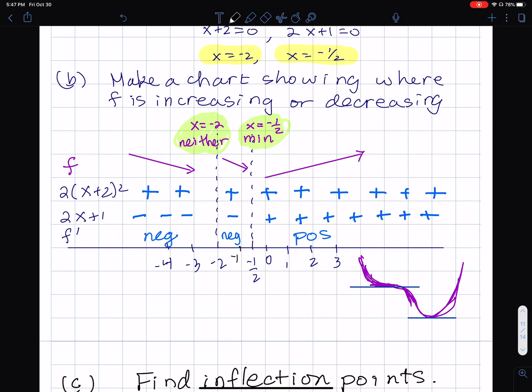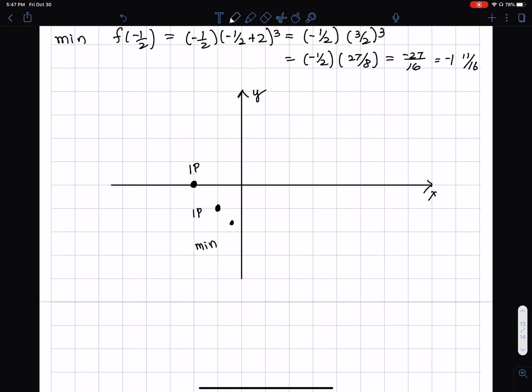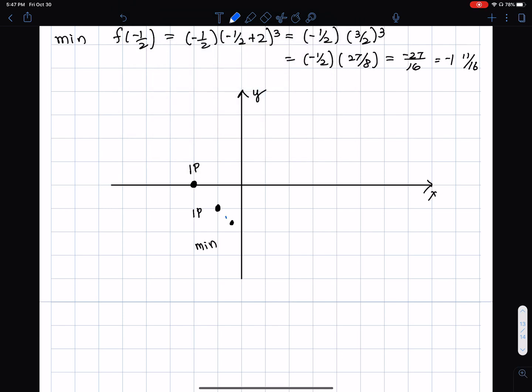But see, look, the function decreases and then decreases again as I cross negative 2. It decreases until I get to negative 2, and then it has a horizontal tangent line, decreases again, and then at negative 1/2 I have a minimum. So at least I know that negative 1/2 is a minimum. And then it's decreasing, okay.